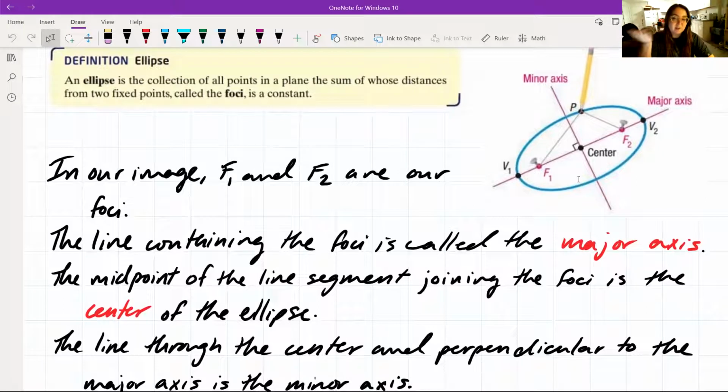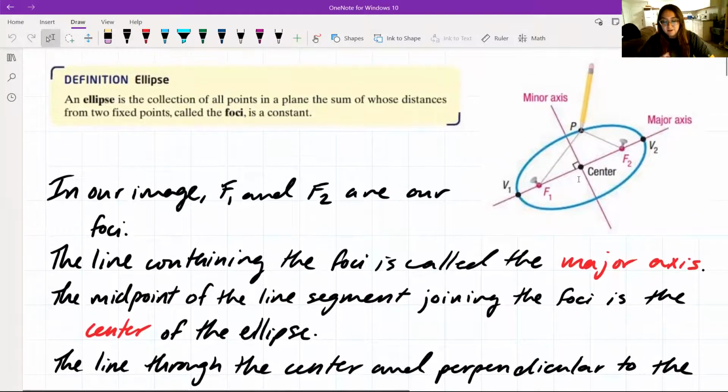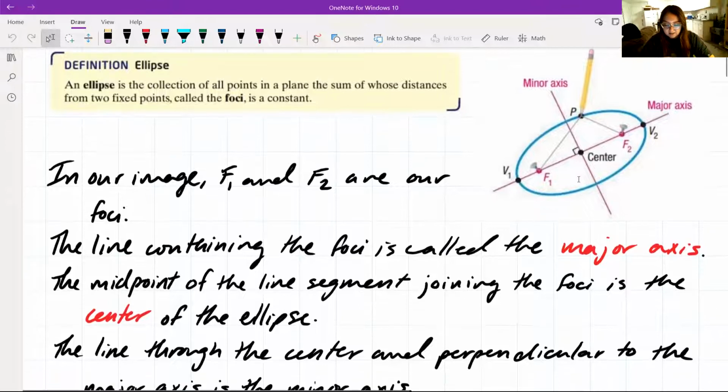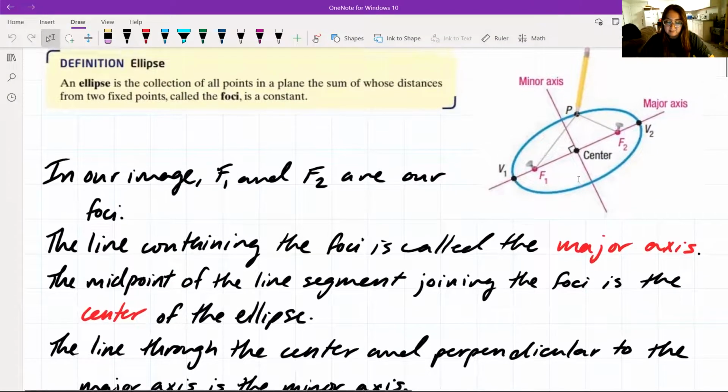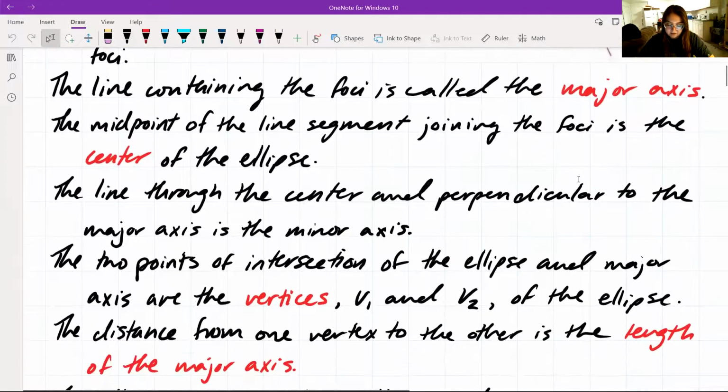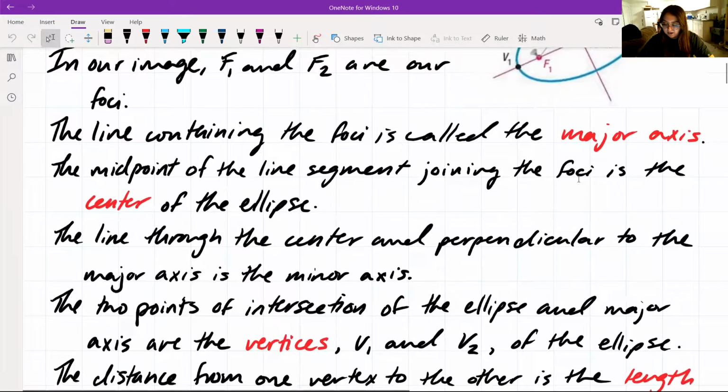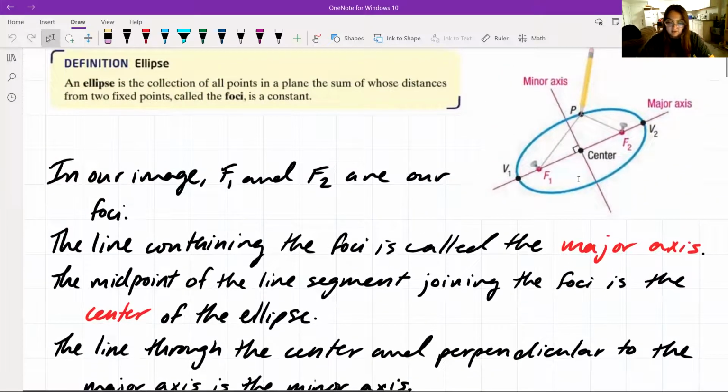So, all right, in our image, F1 and F2 are going to be our foci. The line containing the foci is then called the major axis. So our major axis kind of looks like our x-axis in this case. The midpoint of the line segment joining the foci is the center of the ellipse. The line through the center and perpendicular to the major axis is the minor axis. The 2 points of intersection of the ellipse and the major axis are called the vertices, V1 and V2, of the ellipse.